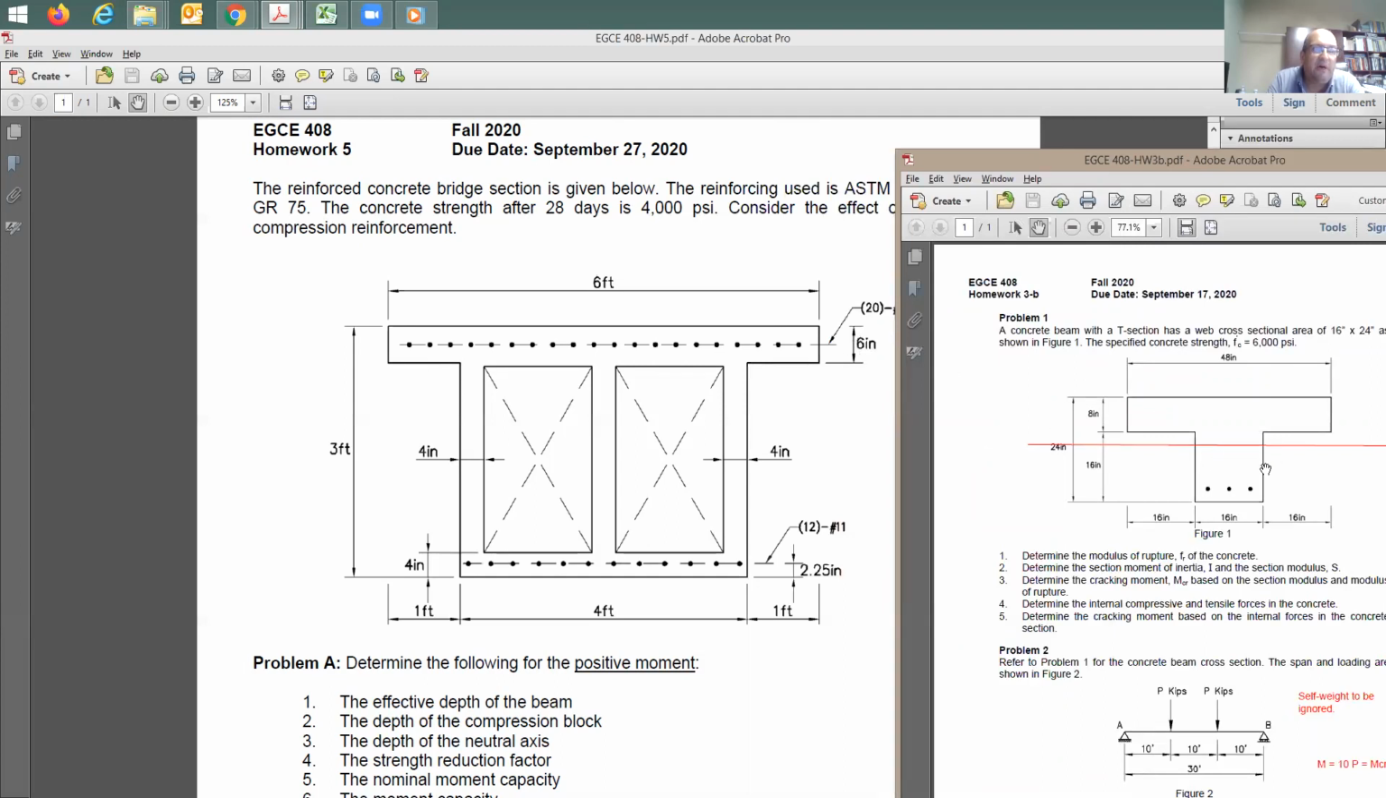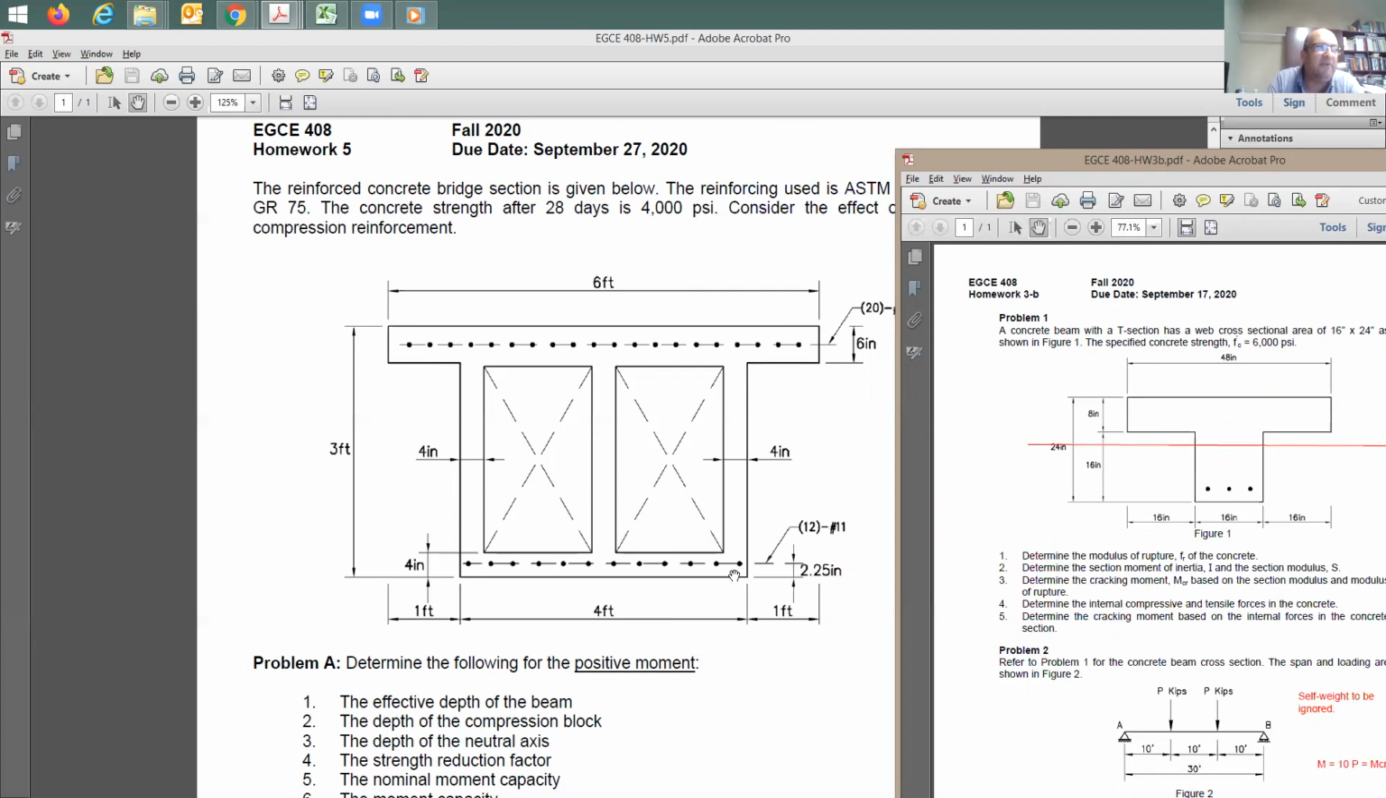How about this web? How much is the width of the web in this case? You say the width of the web is going to be 4 plus 4 plus 4, which is equal to 12 inches. So take this section here and do the analysis with this equal to 12 inches. Someone's going to say, but this is here 4 feet.